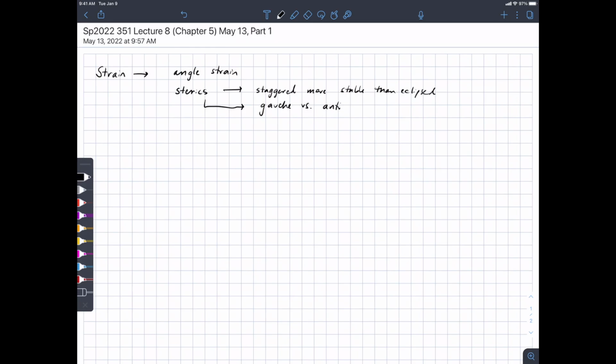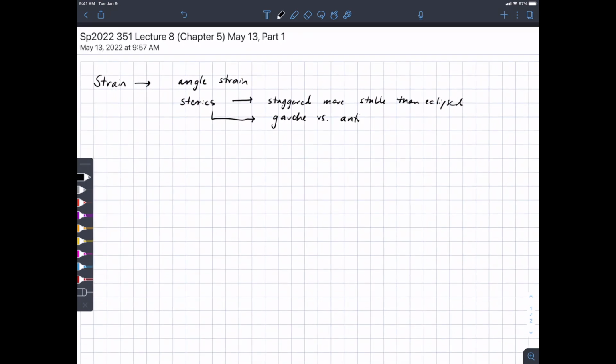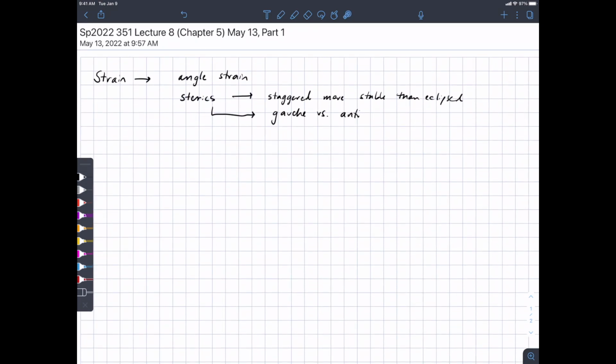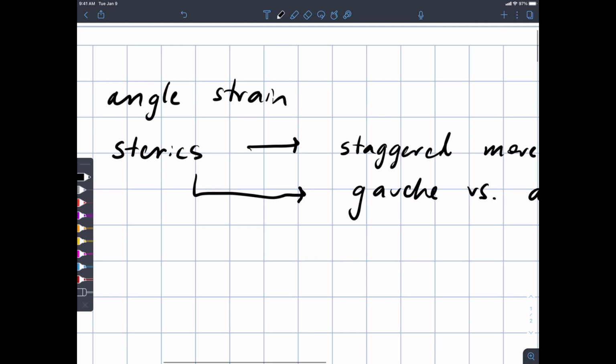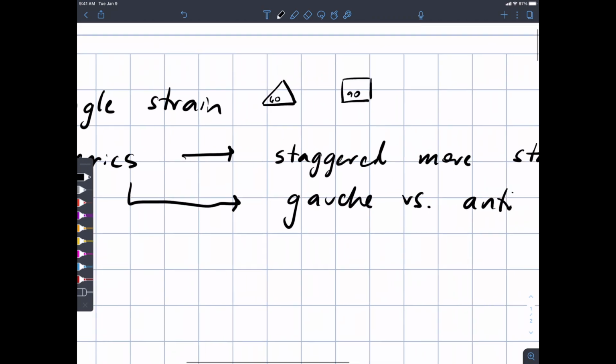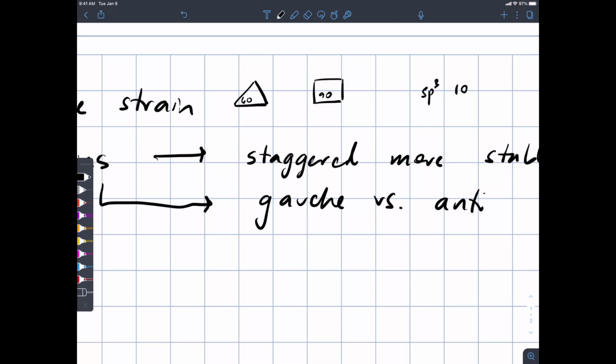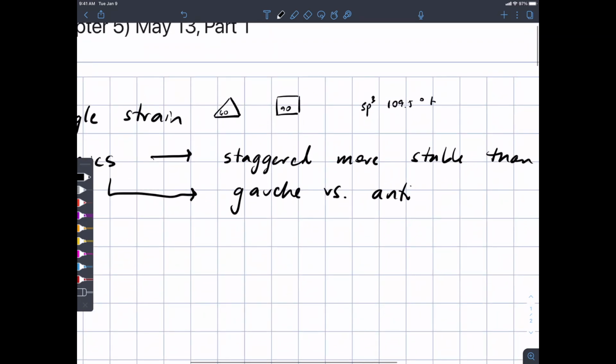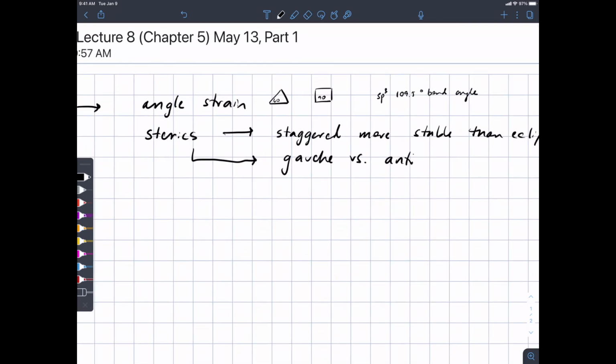All right. So I wanted to just address a question that's come up a couple of times. Your text refers to this concept of strain when talking about conformations of organic molecules. One of the ways that it talks about strain is angle strain, and that's related to the fact that in some rings it is impossible to adopt the idealized 109.5 degree bond angle required for sp3 hybridized carbons. So that's what we mean by angle strain.